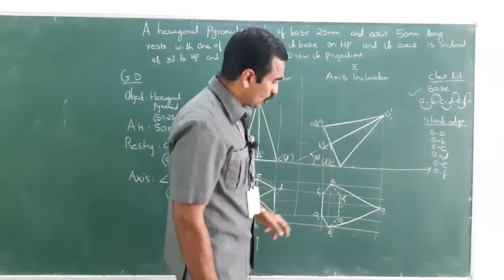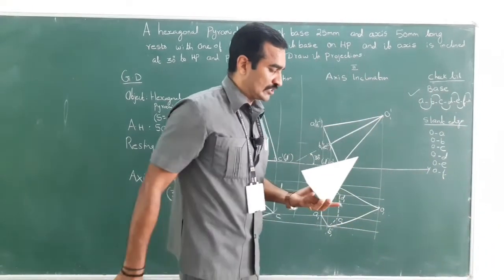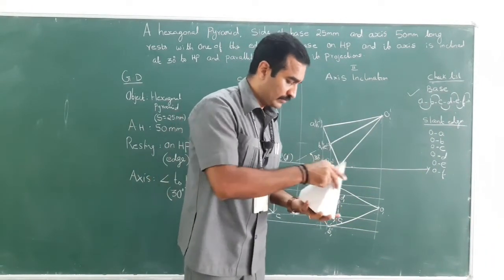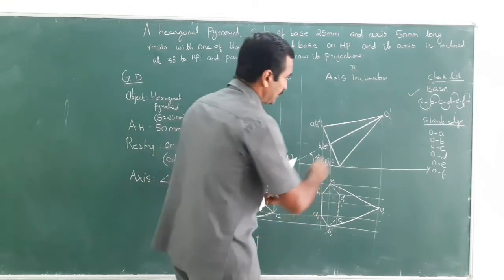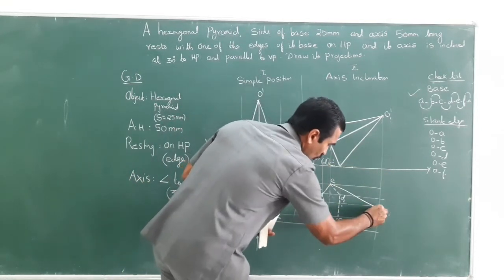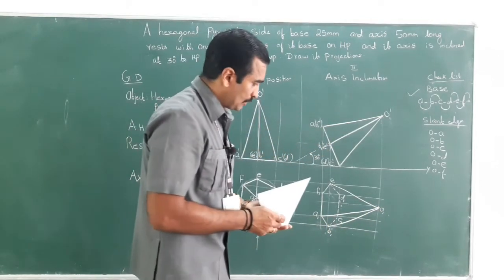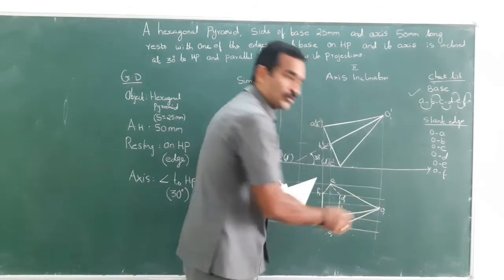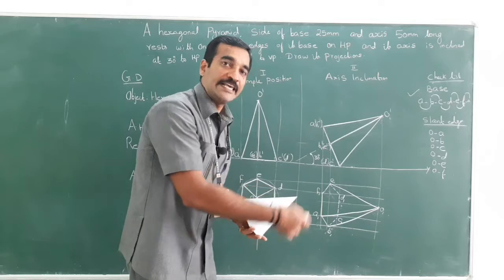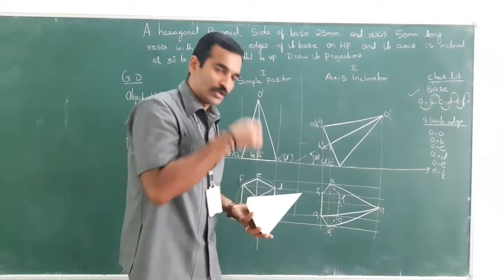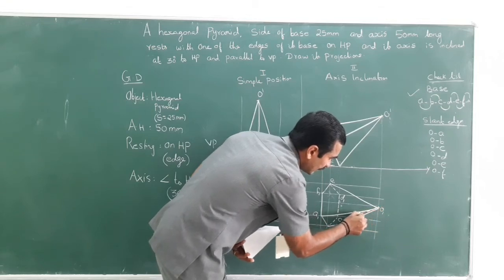O to A, look at O to A. When the object is being kept in this manner, this is A. A to O is visible, so connect A to O. And B to O is visible. B to O has already been drawn. C to O is invisible, right, when you look from the top. So C to O is drawn with a dotted line.